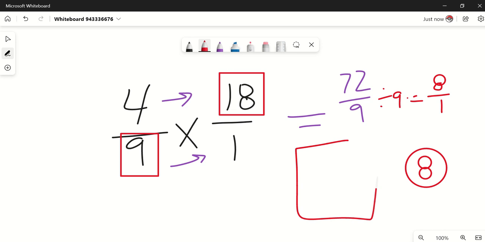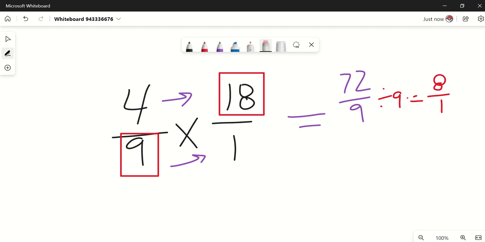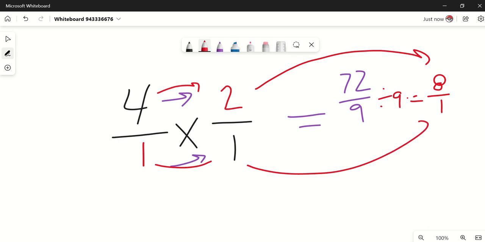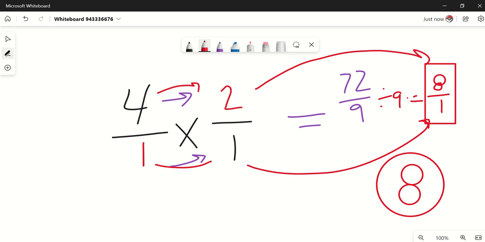And remember, I had all the work here for 4 times 18. Now, let's solve this with cross simplification. 9 and 18 both have a common factor of 9. If I divide 9 by 9, I will get 1. If I divide 18 by 9, I will get 2. 4 times 2 will give me 8. 1 times 1 will give me 1, which is what I had here. 8 over 1 is just known as 8. And there's my answer.